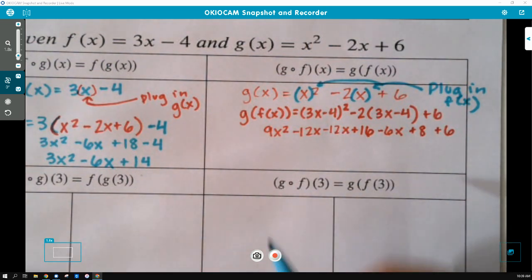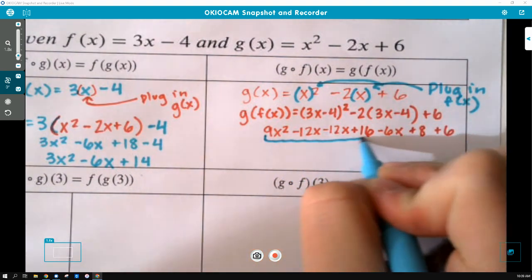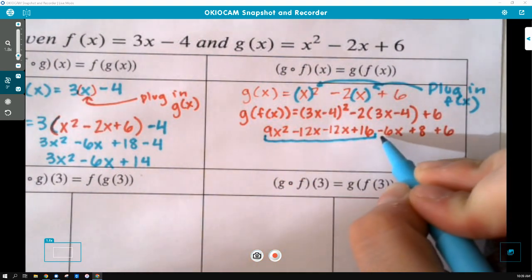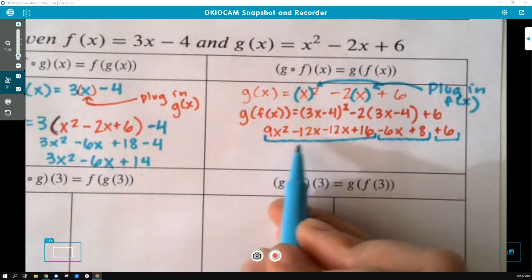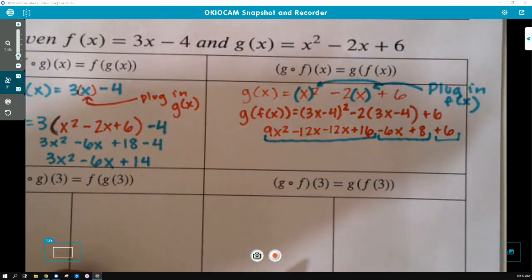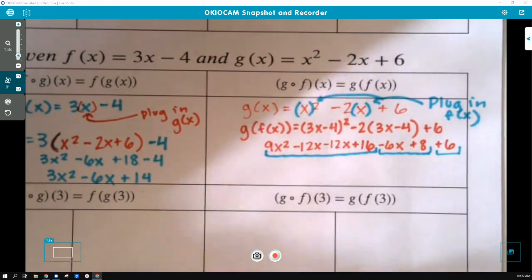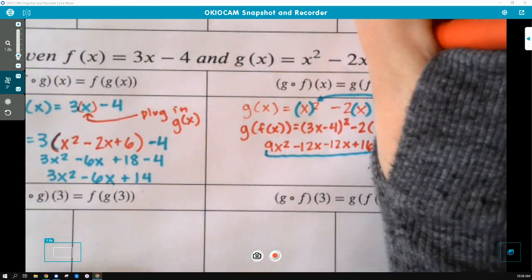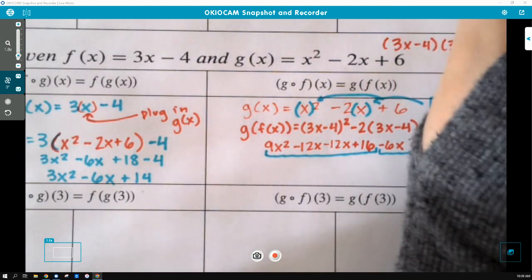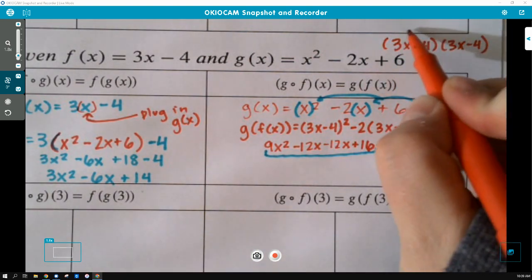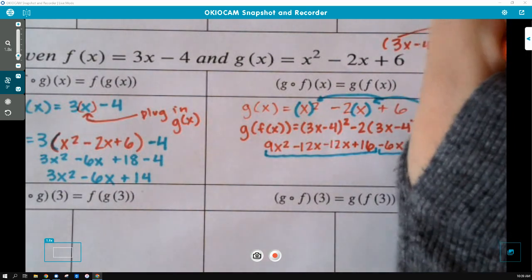The minus, okay, so this is all the 3x minus 4 squared. This is that distributed, and this is the last term. So the negative 12 came from, I'll write it up here because I don't have space down here. If I were to do 3x minus 4 times 3x minus 4, and I FOIL it out, it would be the outsides and the insides.